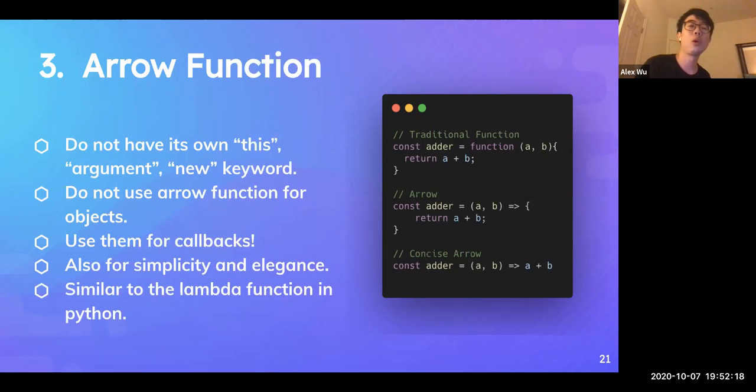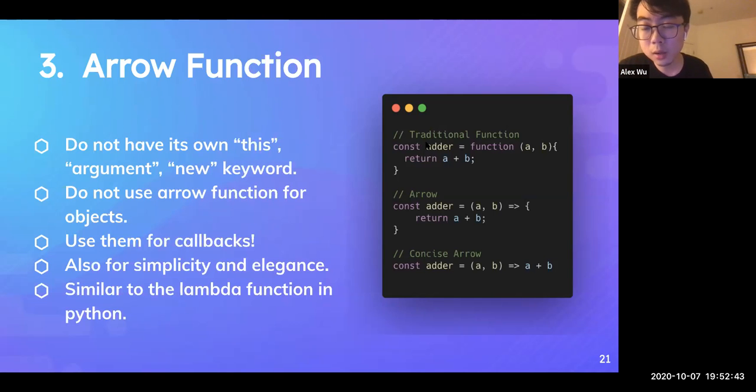It will probably become more apparent when we learn about some real life applications of JavaScript. Also, arrow functions are for simplicity and elegance. It's very similar to the lambda function in Python, where sometimes you can just write something as a one-liner, and this makes things more concise.